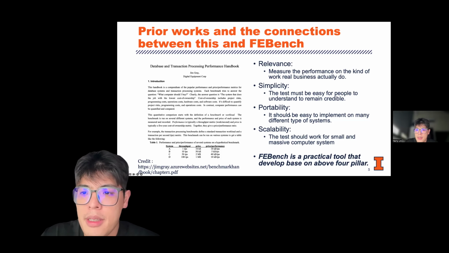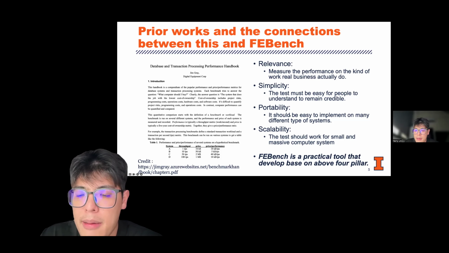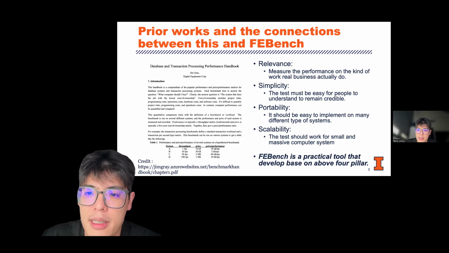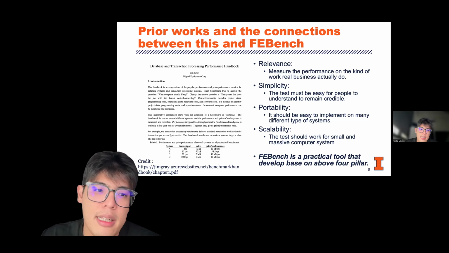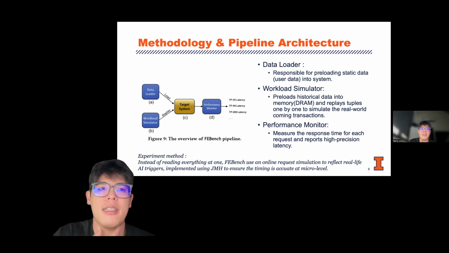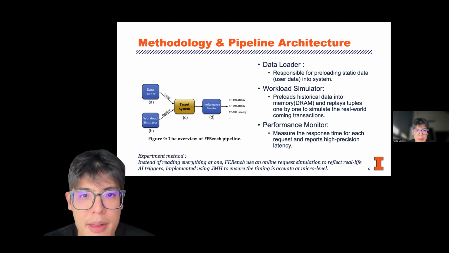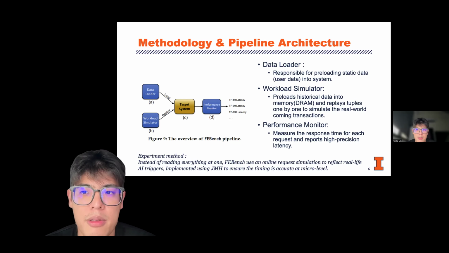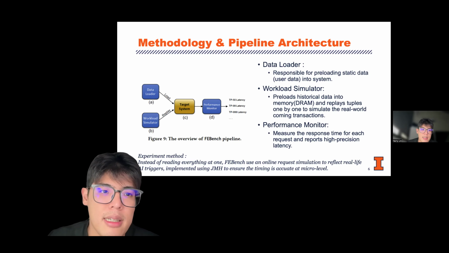So basically, the paper looks at the two main ways of building real-time feature systems today. This is kind of like a ruler. All right, so I'm going to talk about the methodology and the pipeline architecture. We have the workload simulator in here.